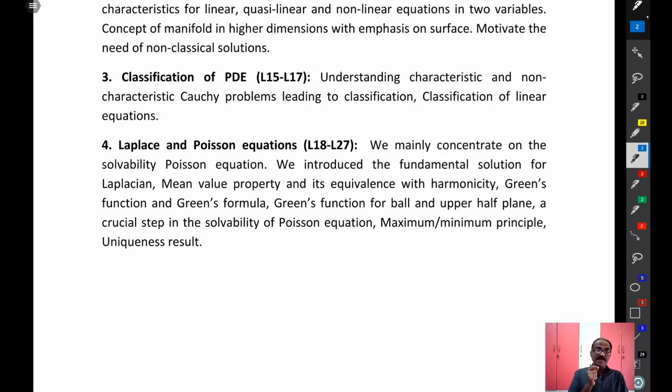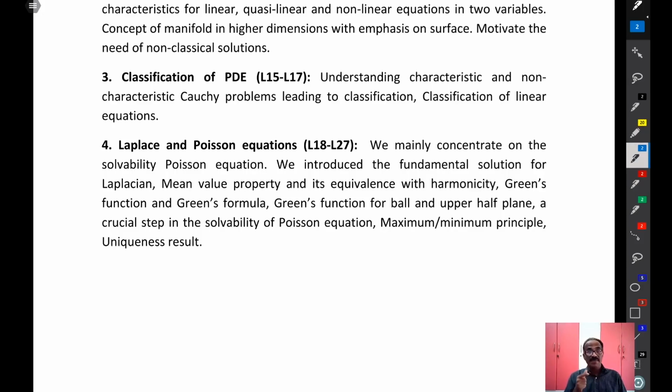We also saw that these equations are representative because they have all the characteristics of the equations belonging to that particular class. For example, Laplace belongs to the elliptic class, heat belongs to the parabolic class, and the wave equation belongs to the hyperbolic class.